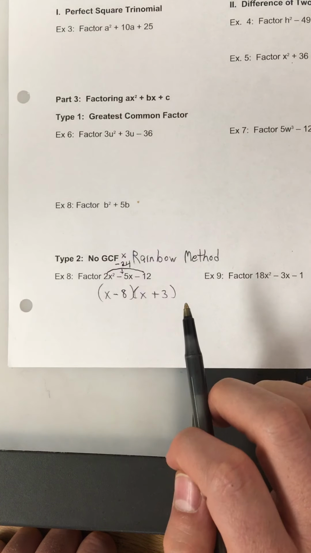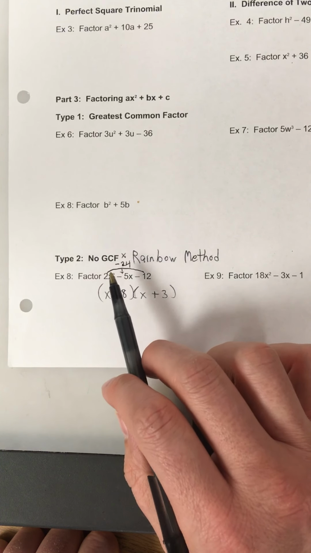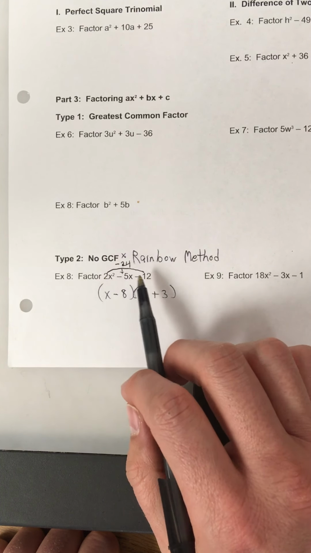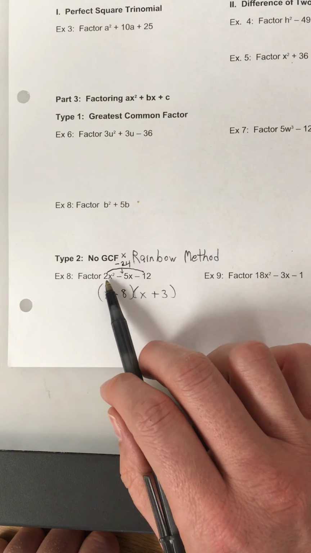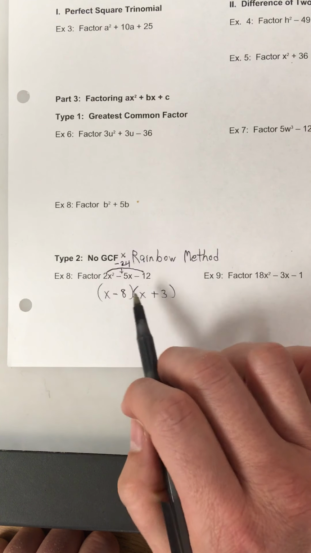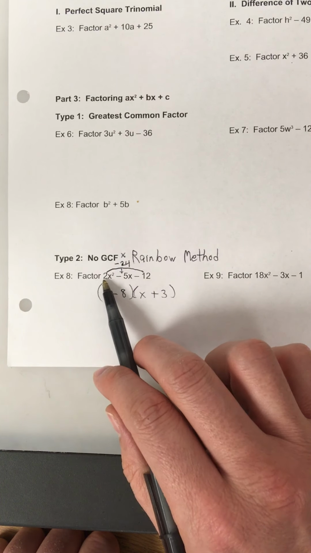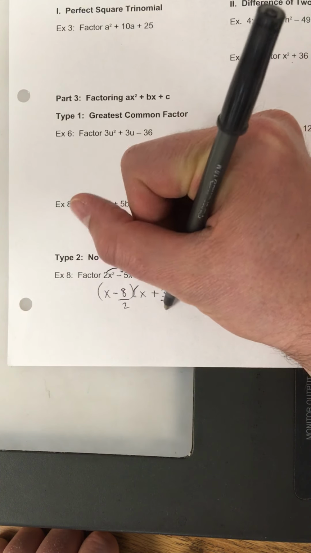But that's not the answer, all right? Because only for this rainbow method, you have one last step. Since at the beginning, we multiplied this 12 by this 2, we have to go back and divide these numbers by this 2. Your last step in rainbow method, just for rainbow method, is go back and divide these by whatever was in front of x squared. So I'm dividing them by the 2.